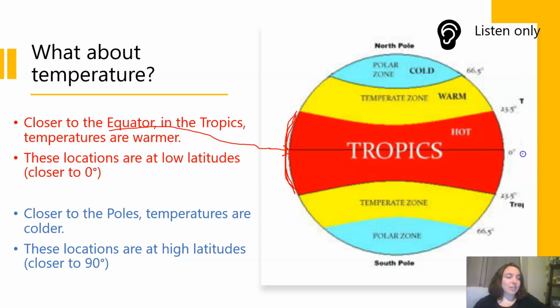0 degrees latitude refers to the line of the equator. It's much warmer there. If you go farther up, closer to the poles, the North Pole or the South Pole, the latitudes are much higher, closer to 90 degrees. These are colder areas. So, as you can imagine, depending on the latitude of the air mass, the temperature will be based on that.